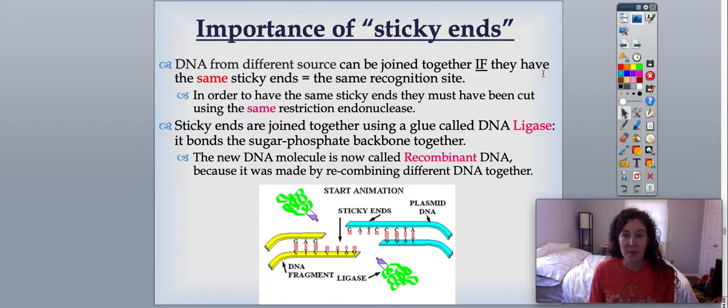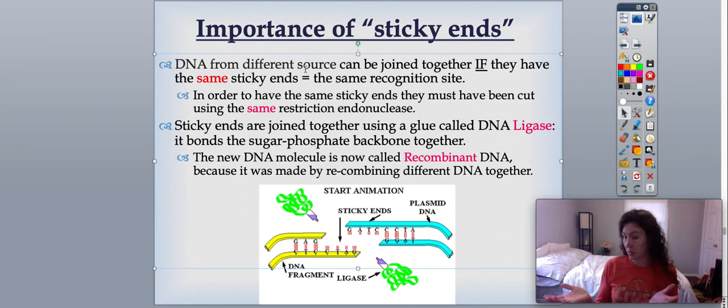All right, but it looks like before we define vector fully, we do want to reiterate that sticky ends are extremely important. So DNA from different sources, meaning DNA from 2 different animals, or a plant and an animal, or 2 different plants, can only be joined together. So the whole goal of DNA technology is mixing the DNA from different organisms. It can only be joined together if they have the exact same sticky ends. That means they would have to have the same recognition site.